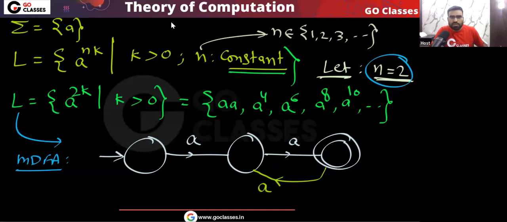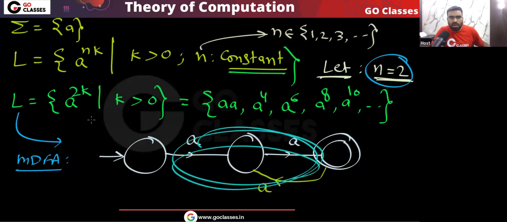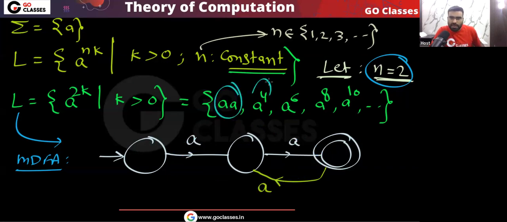Now this is the DFA, yes or no? Now you can notice we are accepting a power 2, a power 4, a power 6, a power 8, a power 10 and so on. So you can easily see this is your minimal DFA. Okay, is this clear? Let's call the states q0, q1, q2. So the minimal DFA has how many states?